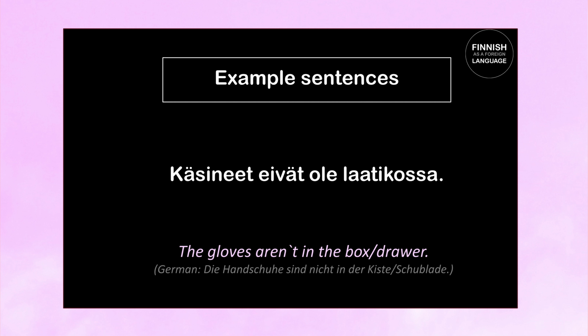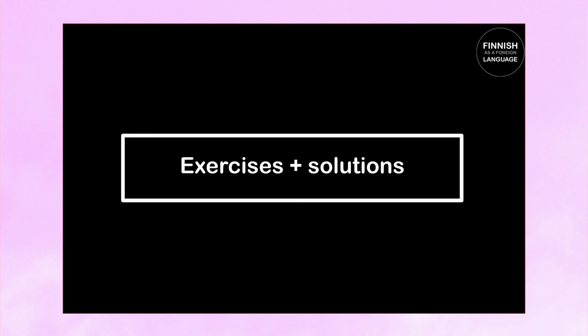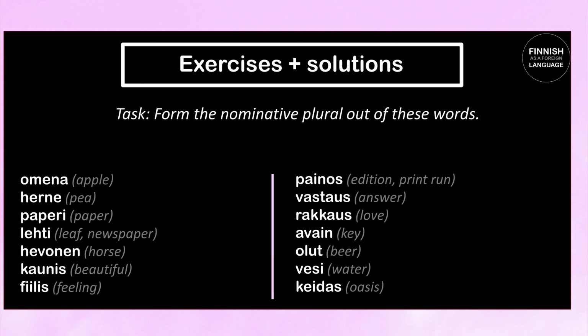All right, now we move on to our last chapter for today. Here we have the exercises plus solutions. Here we have 14 words, and the task is to form the nominative plural out of them. For each word we have 5 seconds. So let's go. Omena means apple. The nominative plural is... That's right, it's omenat.